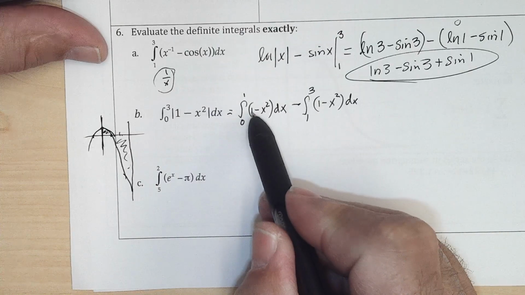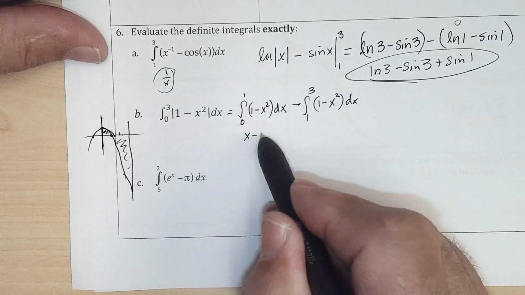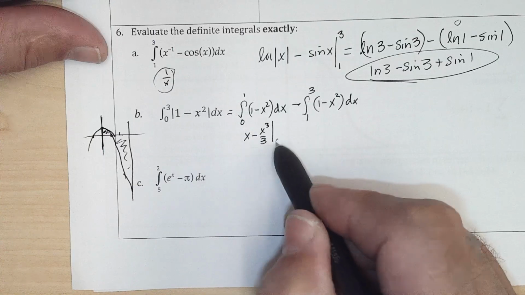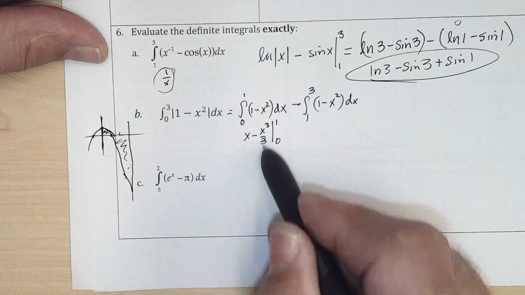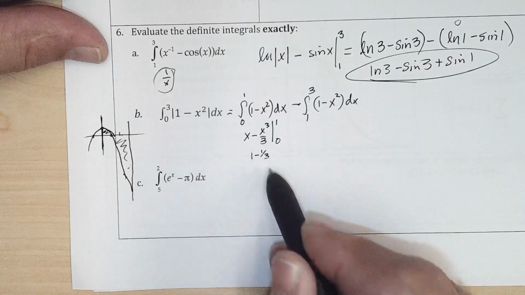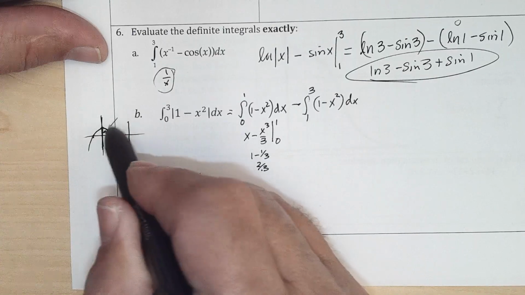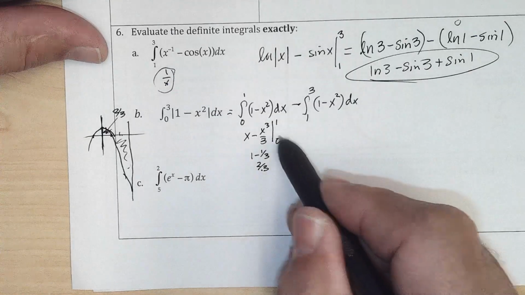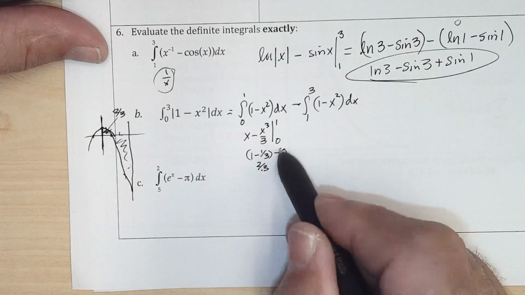Let's just check that. So antiderivative of 1 is x. Antiderivative of x squared is x to the third over 3. Evaluated from 0 to 1. Put 1 in here, we get 1 minus 1/3, which is 2/3. Positive area, that's what this area is. And if you put in 0, you get 0, so that's why I stopped doing it.